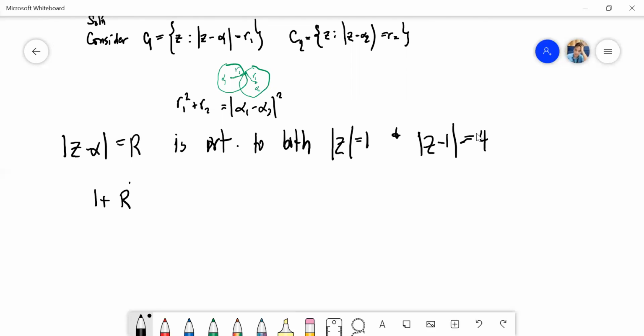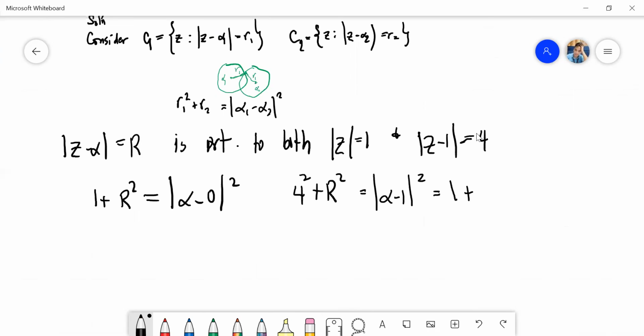I can have 1 plus r squared equals the square of the modulo of alpha minus 0. I would also have 4 squared plus r squared equals the square of the modulo of alpha minus 1, and I can equate this into 1 plus r squared equals the square of the modulo of alpha minus 2, the real image of z.